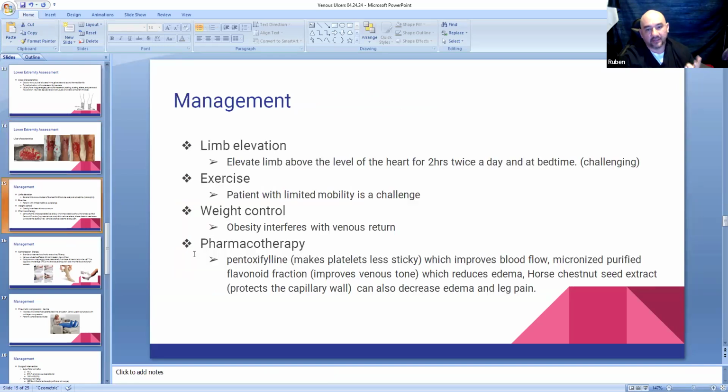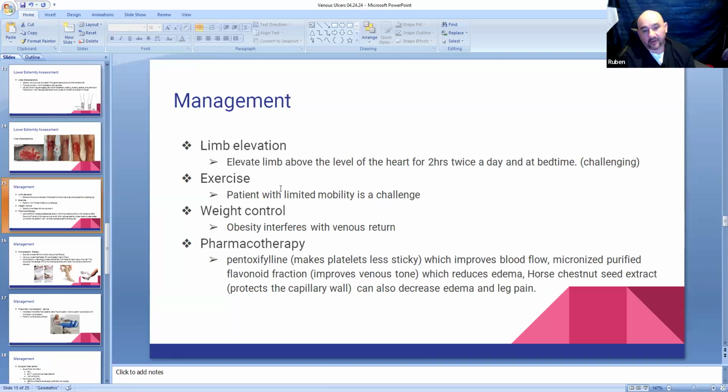The management, limb elevation. It's kind of difficult to tell your patient, yeah, go home, lie down for 2 hours, get your legs up. But it's not practical for some folks. Exercise can be a challenge as well. They might have arthritis, they can't walk, ambulate. There's some type of barrier to them doing any type of activity, but it's always encouraged. Weight control, there's always obesity that you're fighting against. So that interferes with the venous return.